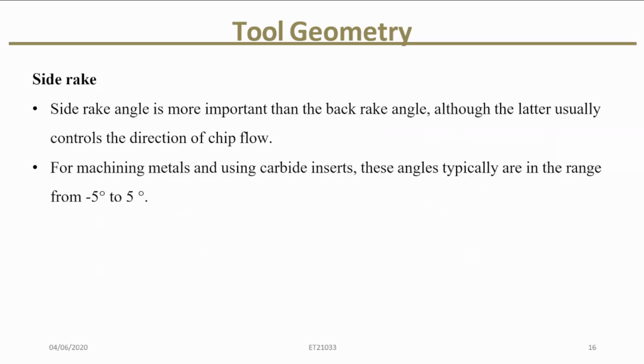Okay, then the next one, side rake. The side rake angle is more important than the back rake angle, although the latter usually controls the direction of chip flow. For machining metal and using a carbide, the range is from minus.